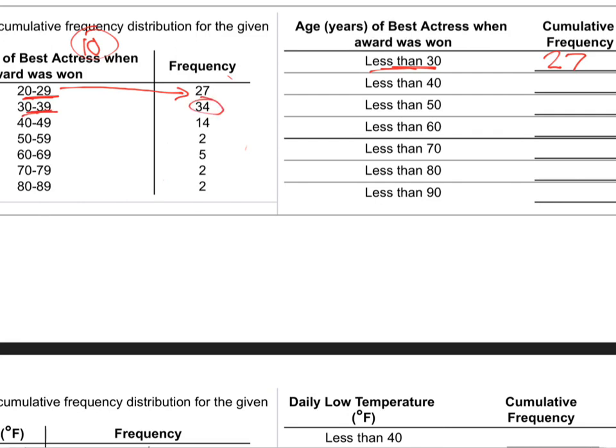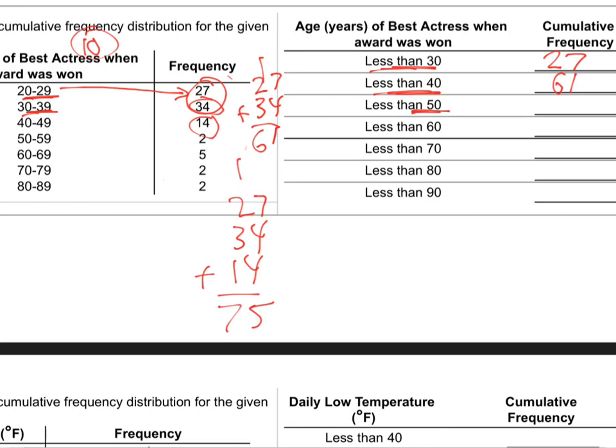Now, there were 34 actresses between 30 and 39 years old. So how many less than 40? 61. Yeah, these two added together, huh? 61. You with me? See how we're accumulating? We're adding them up. 75. Yeah, the next one, how many less than 50? So you would take all three of these and add them up, right? 27, 34, 14, what's that? 75. 75 are less than 50, etc. We good there? So that's a cumulative. You're adding them up, accumulating them on that.